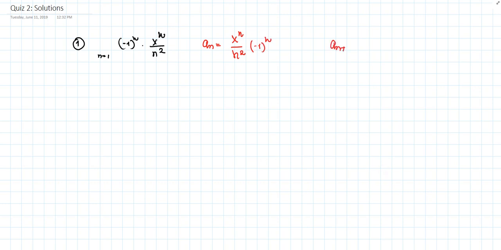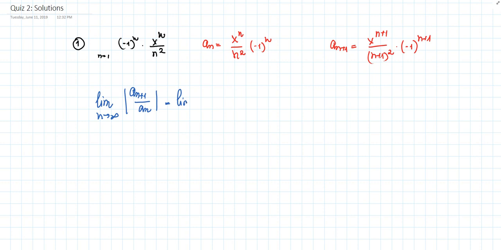And a_(n+1) is going to be, you need to substitute n plus 1 for all the appearances of n. This is going to be equal to x to the power of n plus 1 divided by (n plus 1) squared, multiplied by minus 1 to the power of n plus 1, right? Then we need to find the limit of the ratio a_(n+1) divided by a_n in absolute value when n goes to infinity.